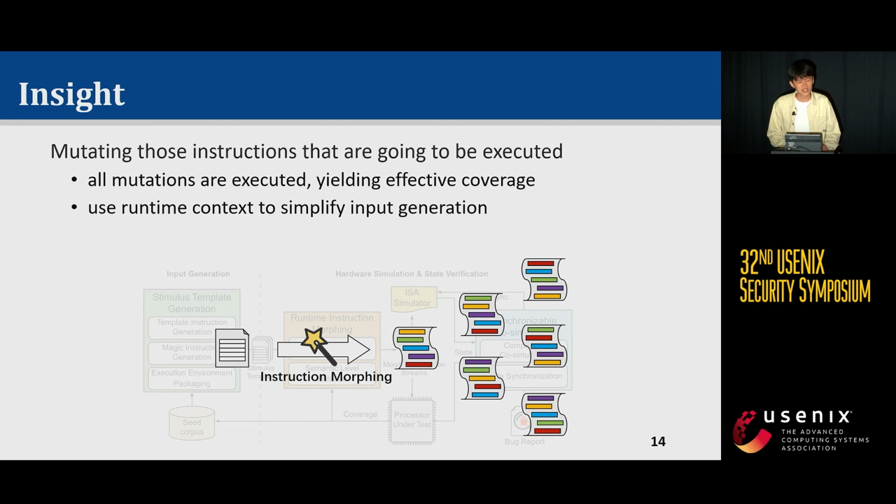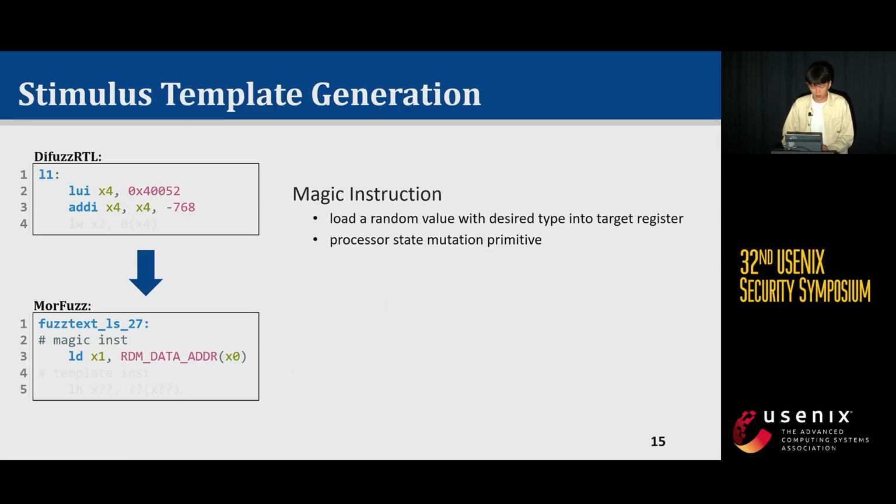To solve the above challenges, we propose MorFuzz. The core idea behind MorFuzz is to dynamically mutate those instructions that are going to be executed, which we call instruction morphing. To achieve instruction morphing, we have designed a new input structure, the stimulus template.